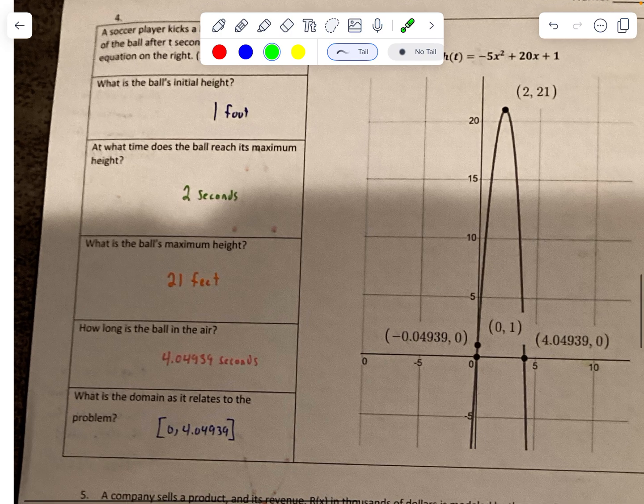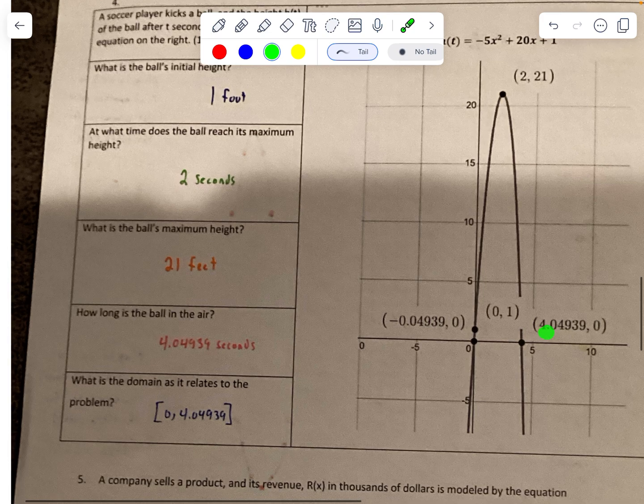How long is the ball in the air? Well, the ball is no longer in the air once it reaches a height of 0, which is an x-intercept. And so the ball starts at x equals 0, which is not here. That's this point. This point actually is not useful because that's negative time. So you start at 0, and it was in the air until right here. And so it has been in the air for exactly this many seconds.